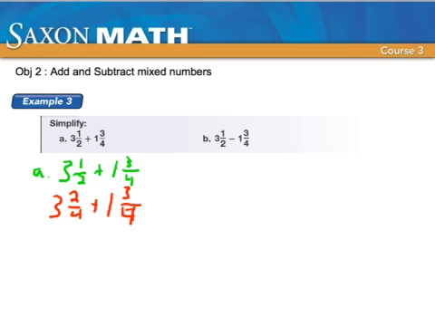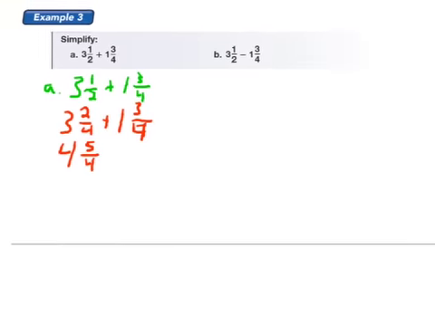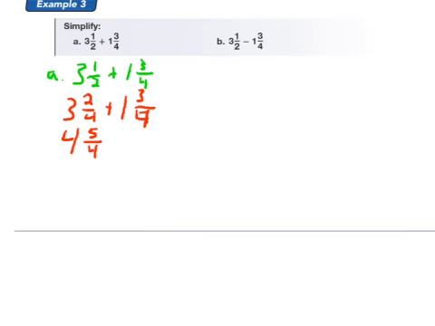Well, if I take 3 plus 1, that's 4. And then if I take 2/4 plus 3/4, add the numerators. 2 plus 3 is 5. And the bottom is in fourths. Now we can't leave 4 and 5/4 because it looks way too funny. So let's stop and think about this. 4 and 5/4 is the same as 4 plus, and then we can change 5/4 into 4/4 plus 1/4. Because 4/4 plus 1/4 is 5/4.